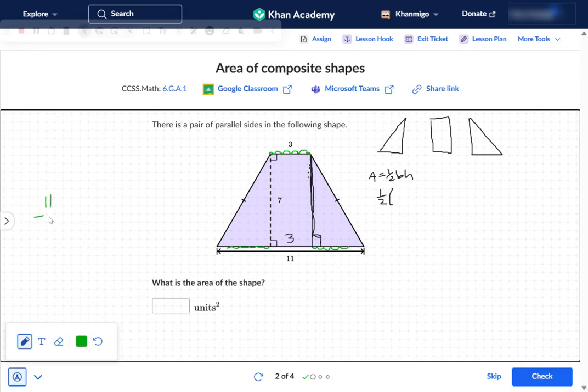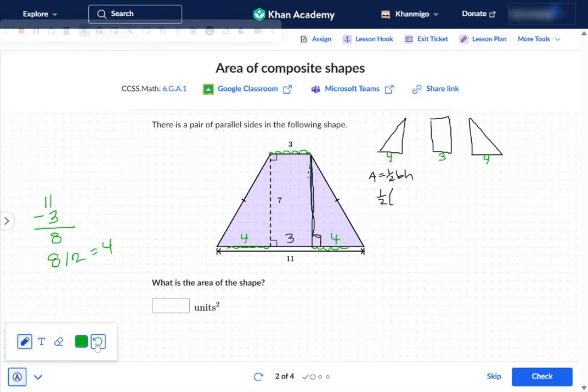So 11 minus 3, so 11, 10, 9 is 8. And there are 2 equal parts. So again, I was just kind of estimating with the grid, divided by 2. So this distance should be 4 for both of those. So 4, 4, and that would be 3.